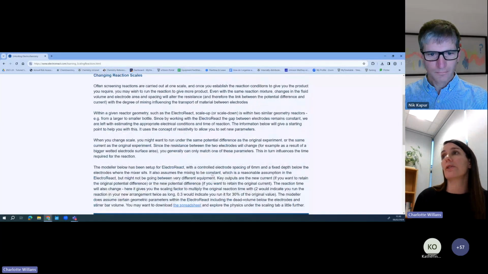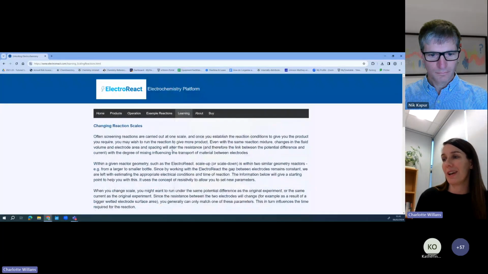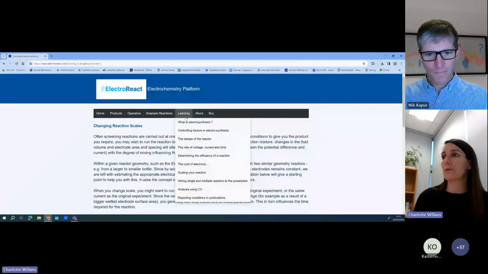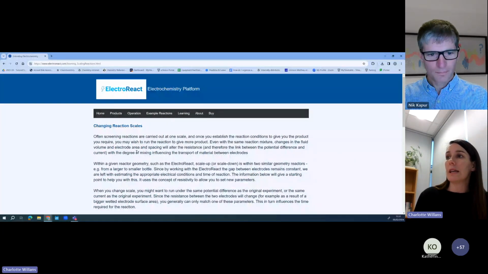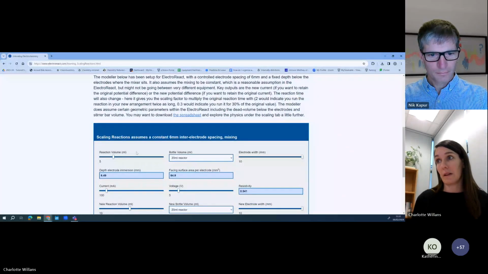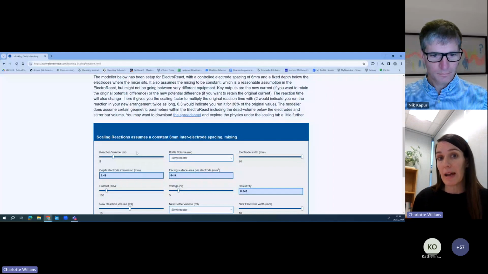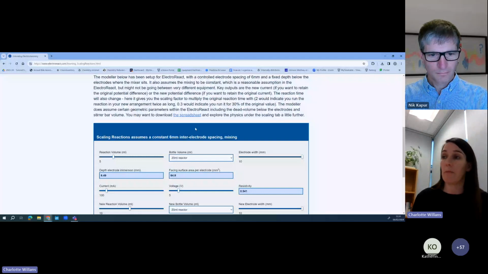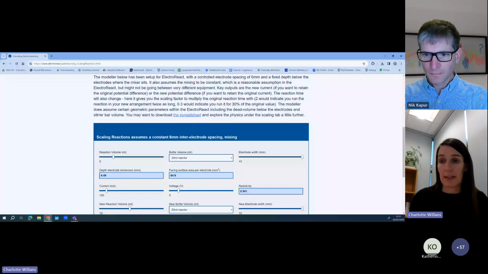So there's all sorts on here. What I do encourage you to do is go along and have a look at this. We don't have time today to go through all of it, but have a play around with that. These modelers are very specific to the ElectroReact. For example, it takes into account the headspace underneath the electrodes. If you're interested in the maths behind this, then the spreadsheet is there, so you can go away and have a play with that as well. So if we go back to the presentation, I'll stop sharing.